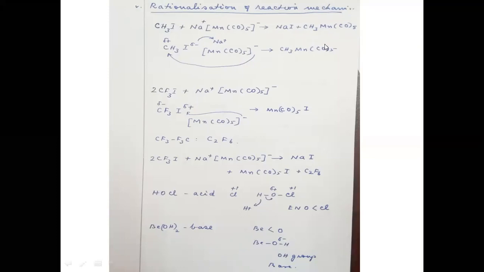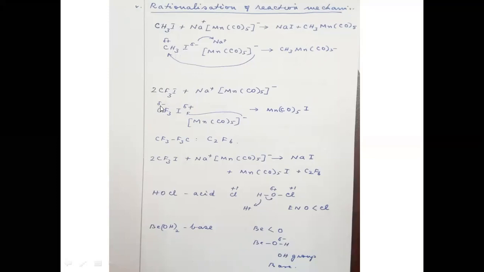CH3MnCO5. The mechanism is, look here, the carbon is here, CH3 is there, I is there. Comparing the electronegativity of carbon and iodine, iodine is delta minus, more electronegative than carbon. So carbon becomes delta plus. So what happens? This iodine goes along with the sodium to become sodium iodide. And then this minus charge attracts this plus charge, and what is formed is a CH3MnCO5 complex.